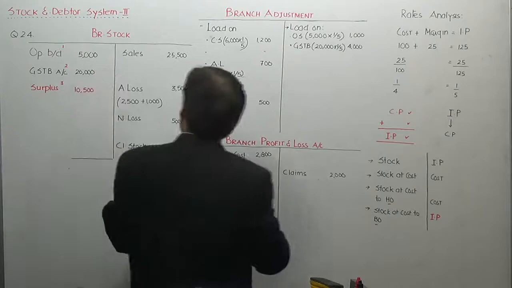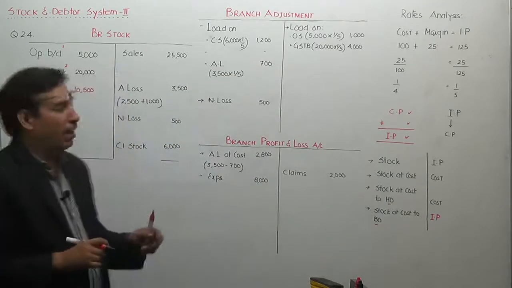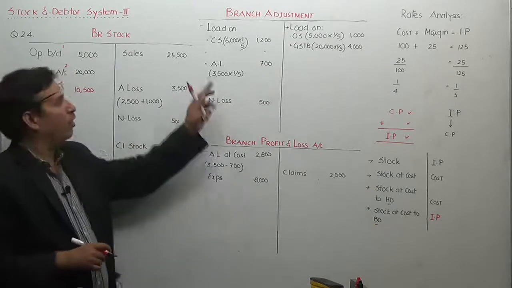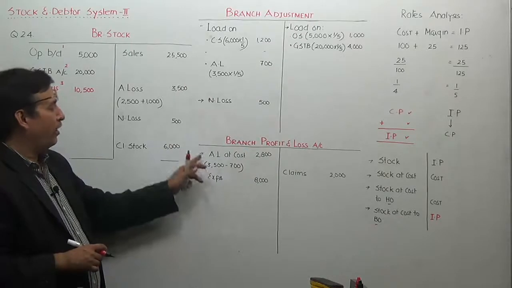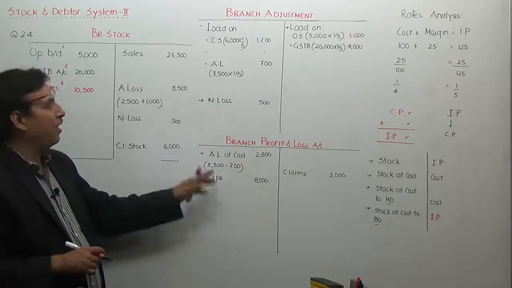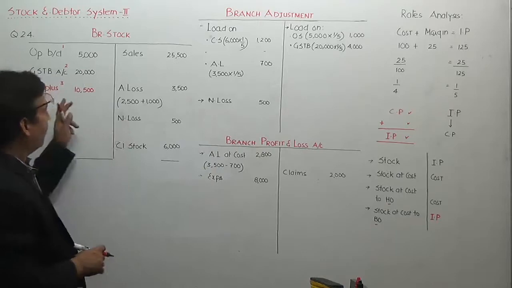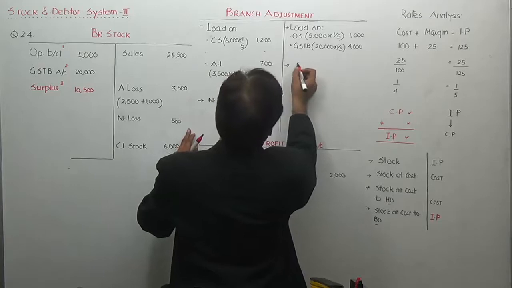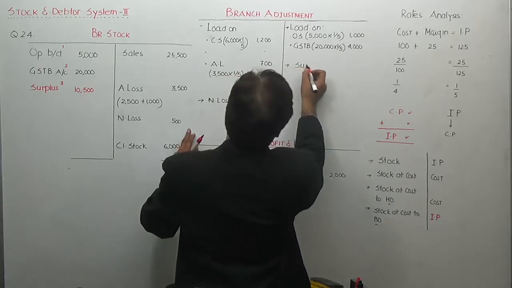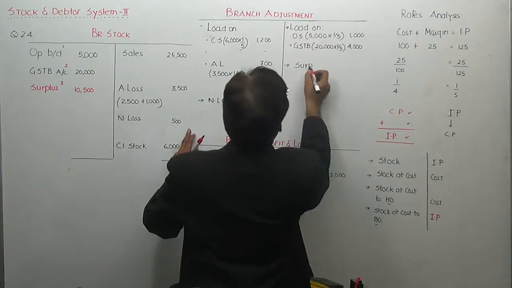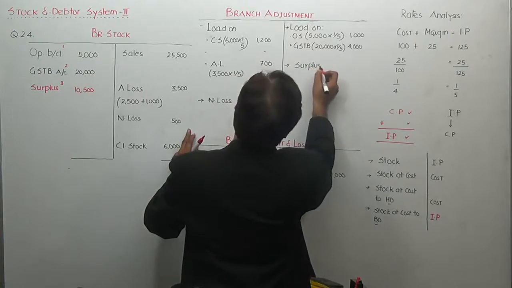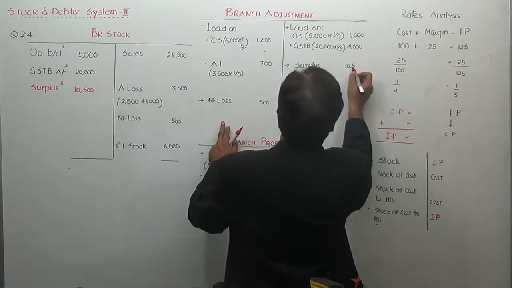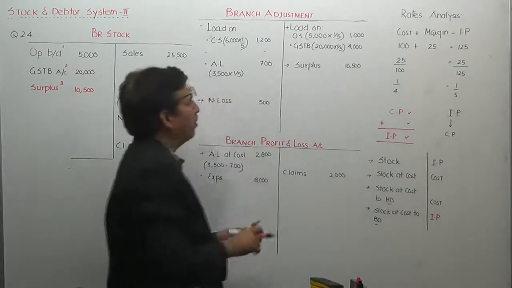So 10,500. I told you that deficiency is treated like abnormal loss, that is, loading is written on the debit side and deficiency at cost is written on the debit side of profit and loss account. But surplus is directly taken to the credit side of branch adjustment account. Surplus is not split because surplus is considered a normal activity of the business and all the normal activities are reflected in the branch adjustment account. Is it clear to you?